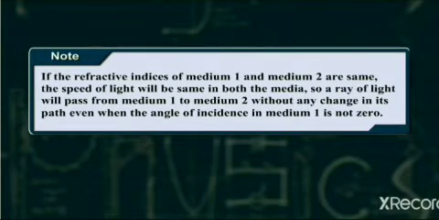Note, if the refractive indices of medium 1 and medium 2 are the same, the speed of light will be the same in both the media. So a ray of light will pass from medium 1 to medium 2 without any change in its path, even when the angle of incidence in medium 1 is not 0.